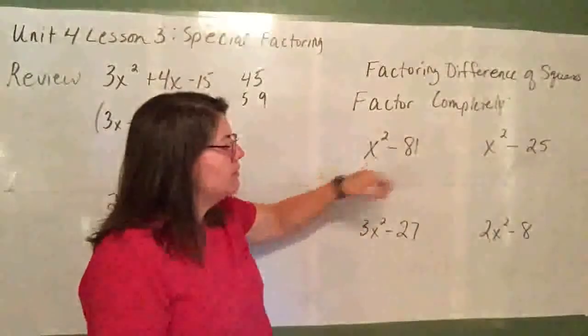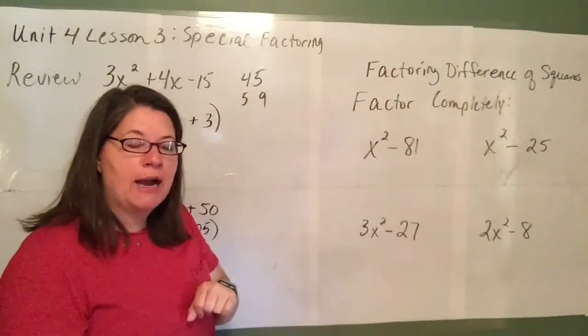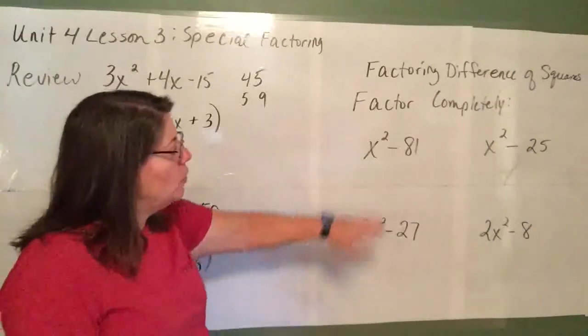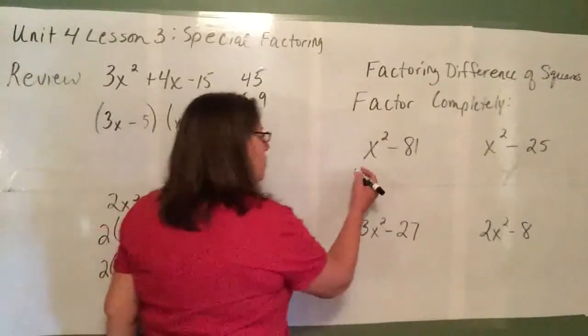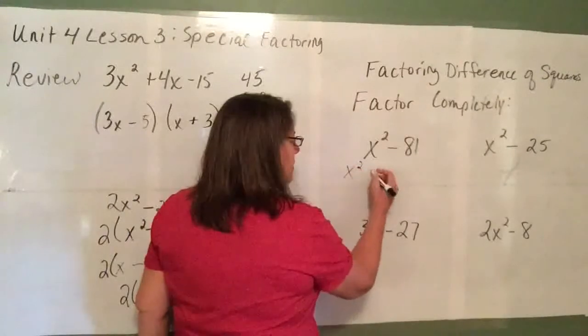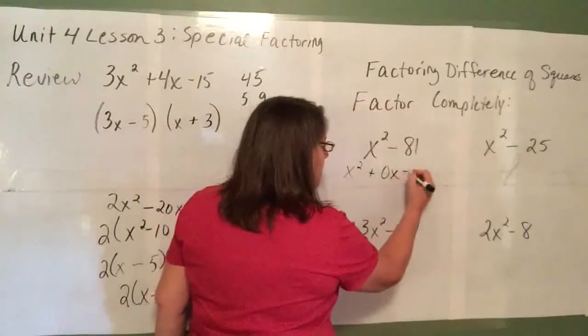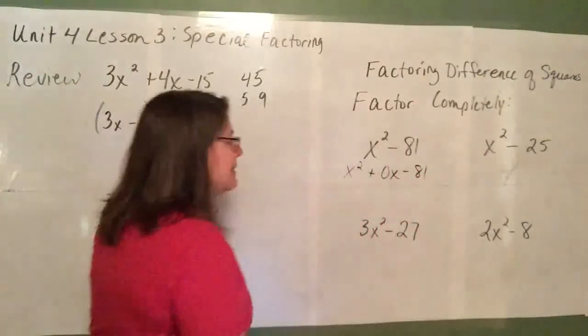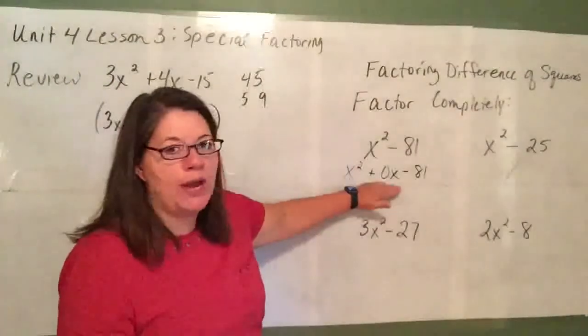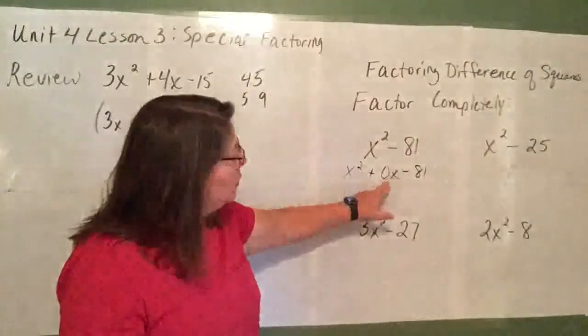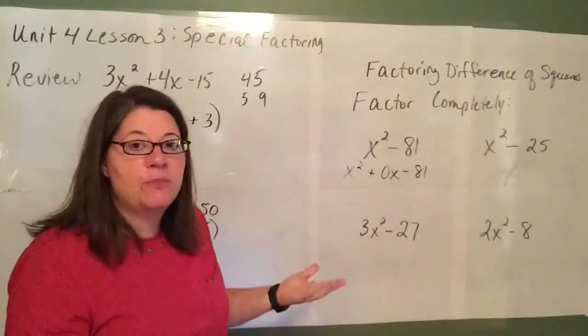Here, if you notice, the middle term is missing. Our x term is missing. So what this really means is we have x squared plus 0x minus 81. And this is always going to be the case when you have the difference of squares. When the middle term drops out, it was understood to be a 0.